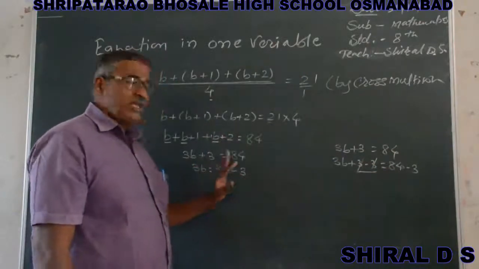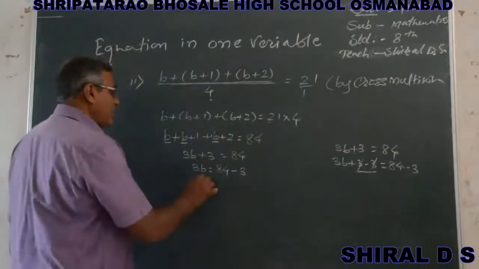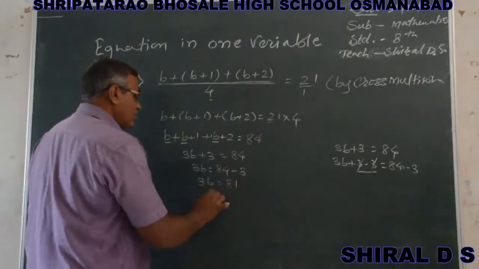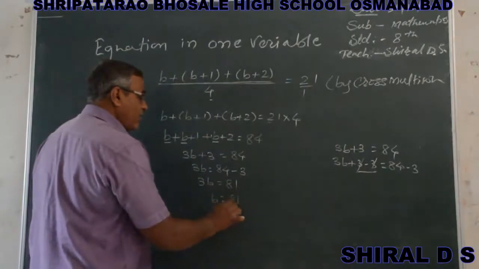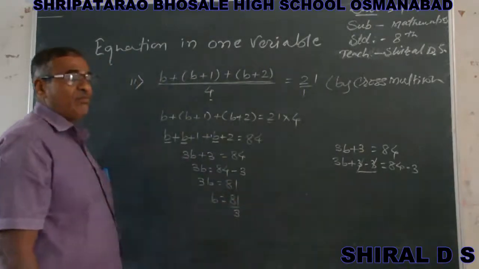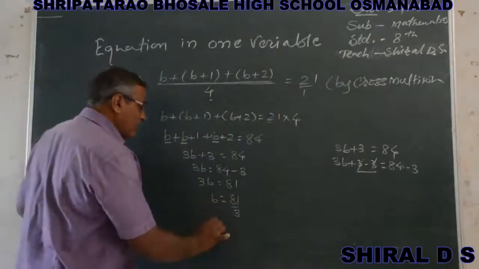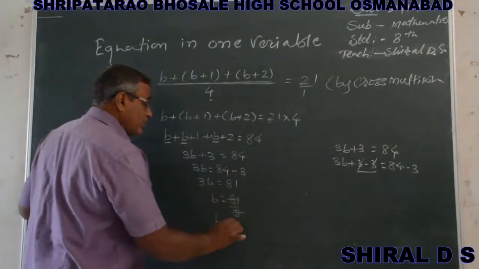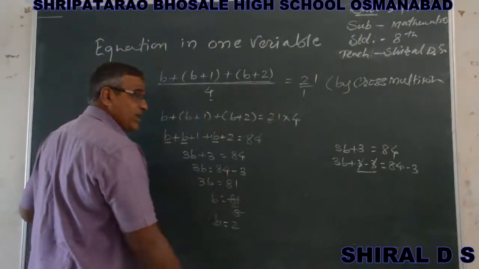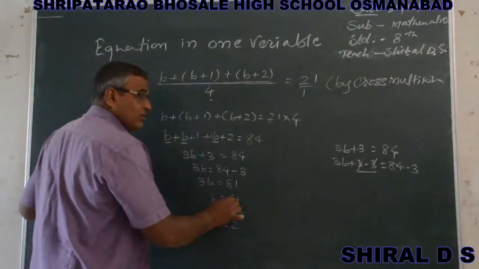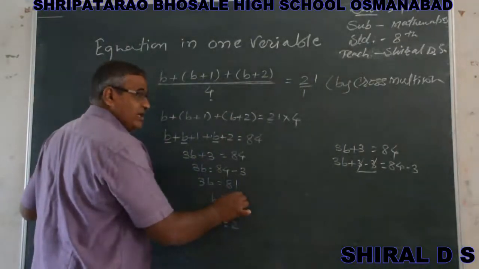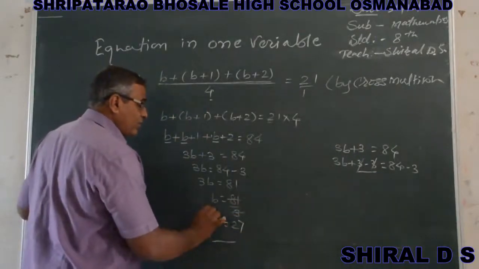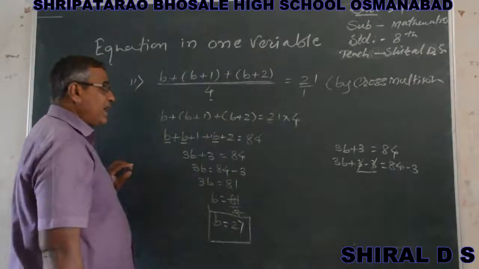Plus 3 goes to this side as minus. Then look here, 3b, 84 minus 3 is 81. So b is equal to 81 upon 3. Look at the division here: 3 into 2 is 6, remaining here 2 and here a 1, 21. So 3 into 7 is 21. Therefore 27 is the value of b.